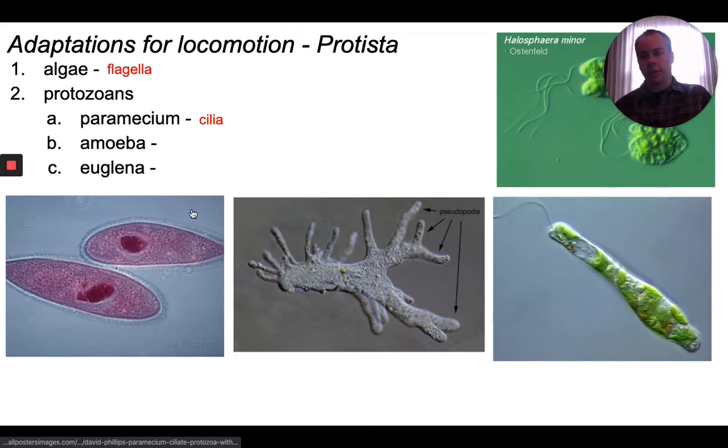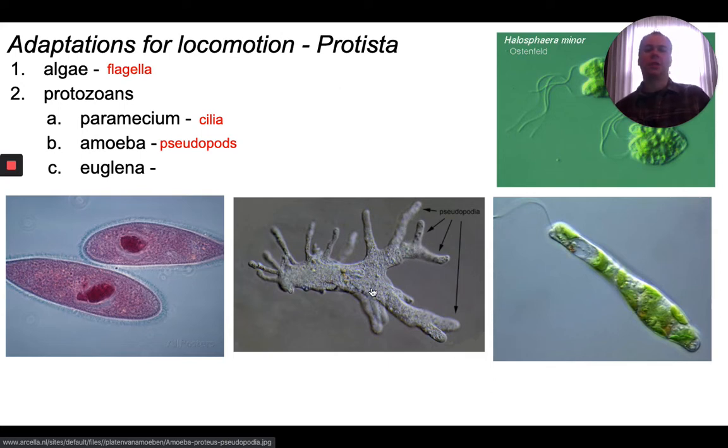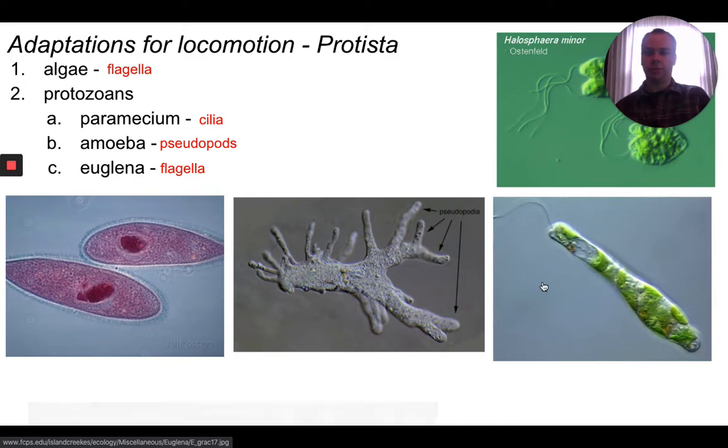Others, like the paramecium, have cilia, tiny little hairs surrounding the organism. They sort of paddle it through the water. This is an amoeba. It moves through these pseudopods, these extensions of its cytoplasm that it oozes forward and blobs along from place to place. And this is the euglena, a photosynthetic protist that uses this flagellum for movement.